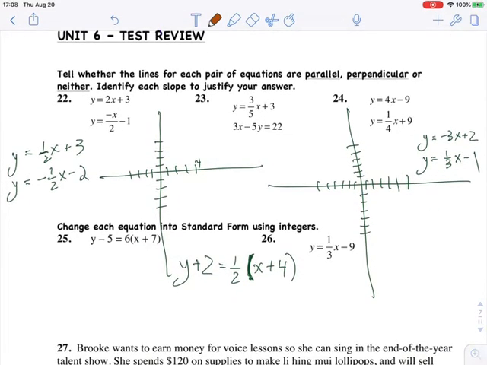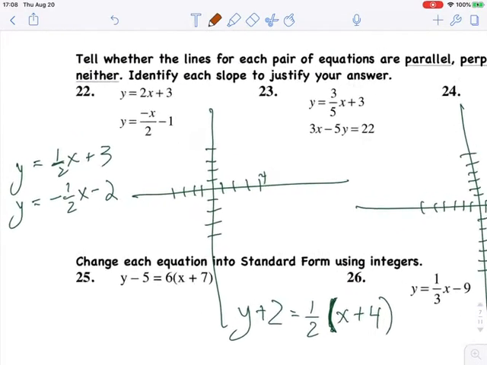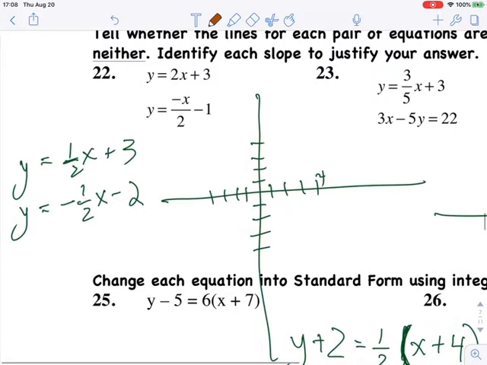Okay, this is really similar. Tell whether the lines are parallel, perpendicular, or neither. At least we have some groundwork. If I graph this first line, 1/2 x + 3, 1, 2, 3, rise of 1, run of 2. Or I go down 1 and left 2. Either way, we've got a line that looks a little something like this.